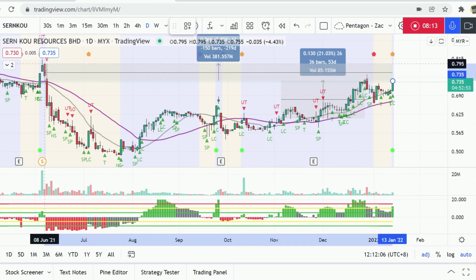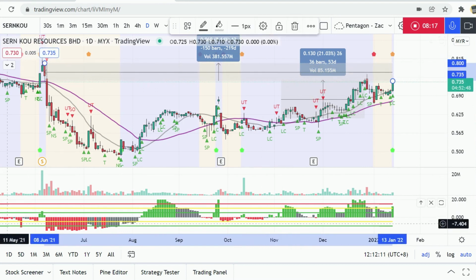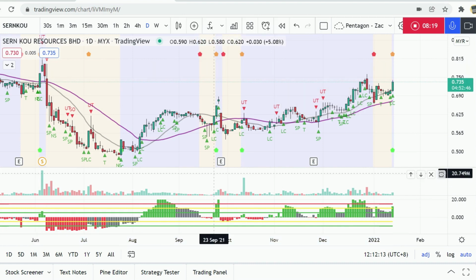Okay, so hopefully it will hit certain resistance again. The next resistance I think they will try is somewhere around the UT areas. So let's see how it goes. Okay, hopefully it will make a little bit of pullbacks more before it continue to ride on the trend.